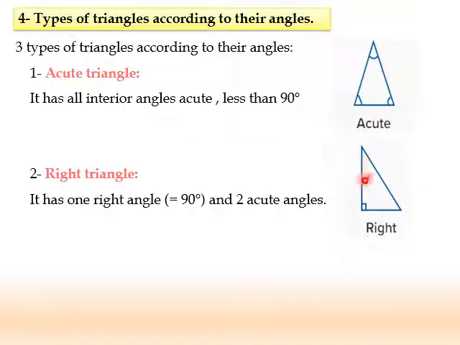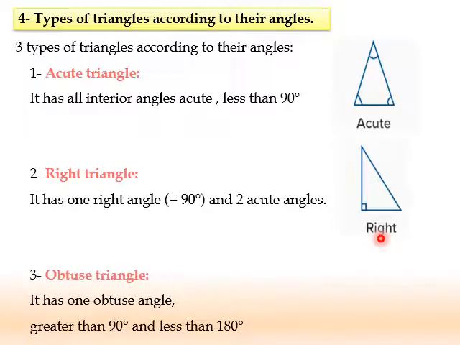Since the sum of angles in a triangle is 180 degrees, and one of them is 90, the sum of the 2 others is 90 degrees, and that's why I call them complementary angles. This is an example of a right triangle. Third type is obtuse triangle. It has one obtuse angle, whose measure is greater than 90 degrees and less than 180, and here is an example. This one is an obtuse angle, it's greater than 90 degrees, so it's called an obtuse triangle.